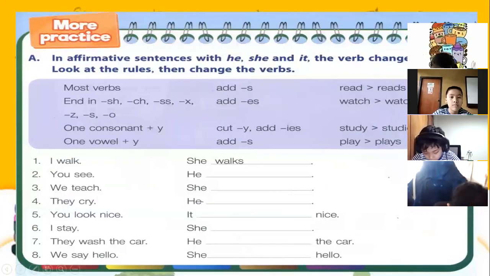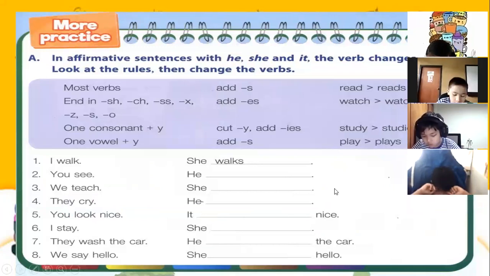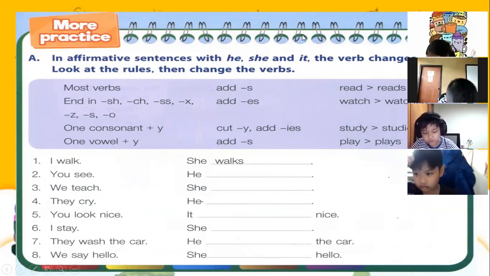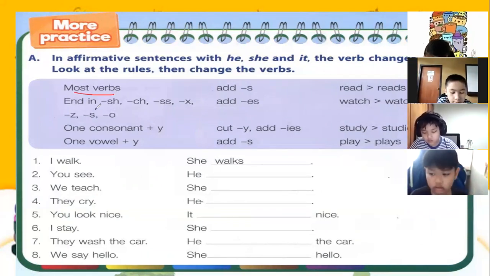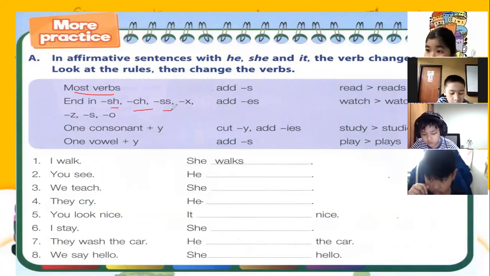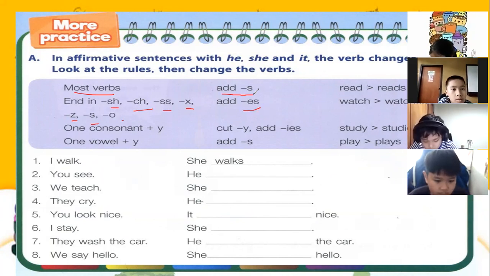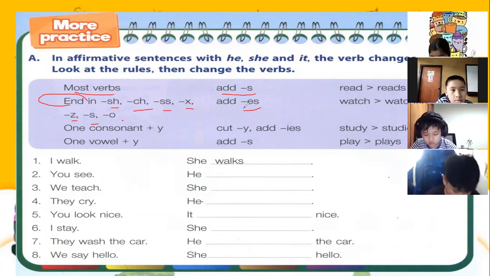Okay, all right, so here we have to look at the affirmative sentence with he, she, it. The verbs are changed. So here we have the rules for how the verbs are going to change. If the verbs end in sh, ch, ss, x, z, s, o, we are going to add es. Most verbs just add s, but the verbs that end with sh, ch, ss, x, z, s, o take es.